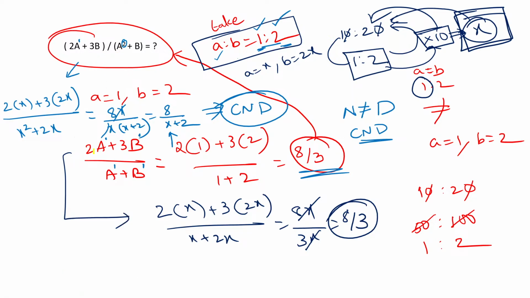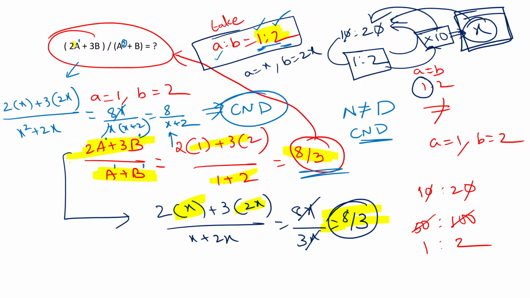Now what I am saying is, if your problem is like this, 2a plus 3b by a plus b, if you observe very carefully, you are having same max powers, a power 1 and b power 1, and in the denominator a power 1 and b power 1. When you are having same max power, you can take a equal to 1 and b equal to 2, you will get your answer. Even if you take x and 2x also, you are going to get the same answer. You can do like that as long as you are having same powers in numerator and denominator.